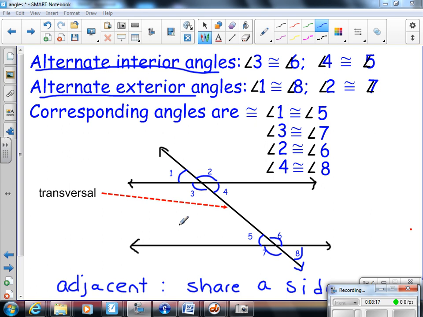Okay, now here comes the fun part. I can give you the measure of just one of those angles, and you can find the measurement of all the rest, all of the 7 remaining angles. Let's give it a try. Let's say the measure of angle 2 is 110 degrees. I want you and your partner to think, what are the remaining measures of angles 1, 3, 4, 5, 6, 7, and 8? When you think you have them, raise your hand. I'll come around and check you, and then we'll go over them.